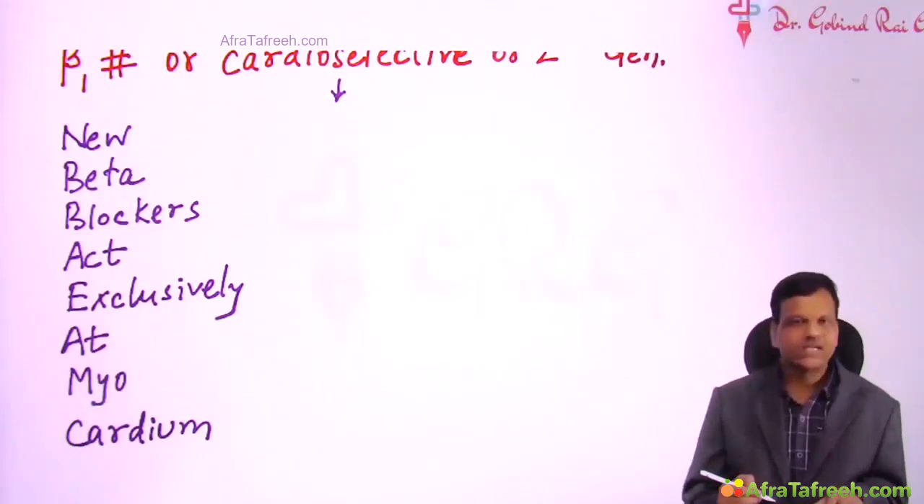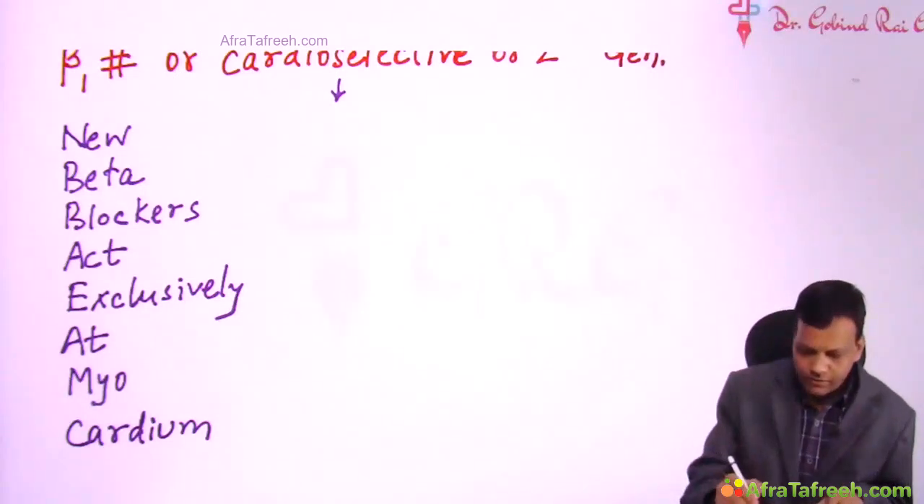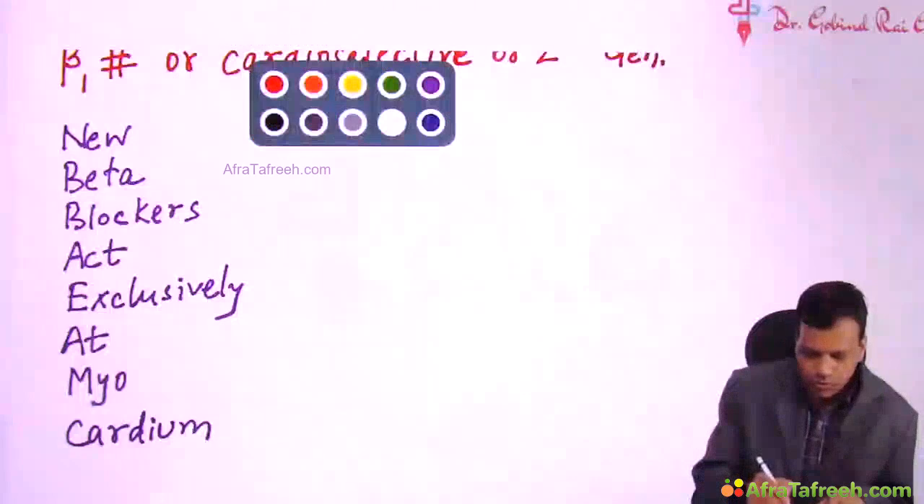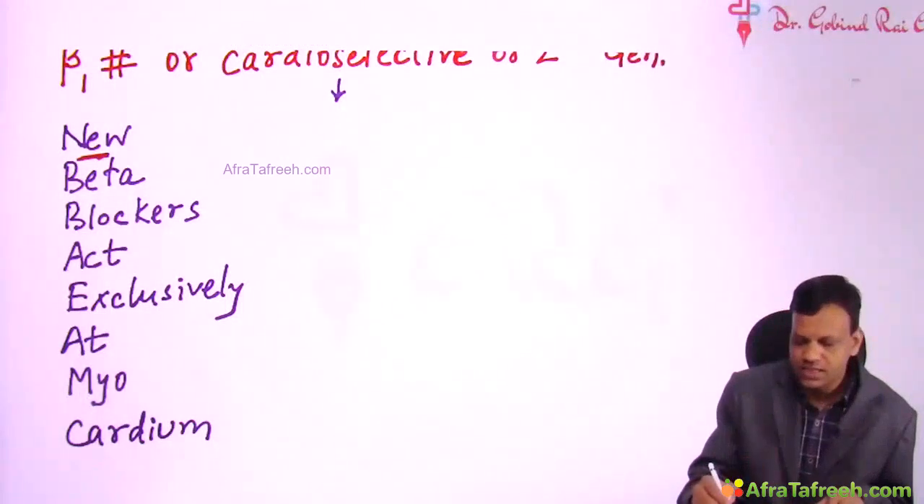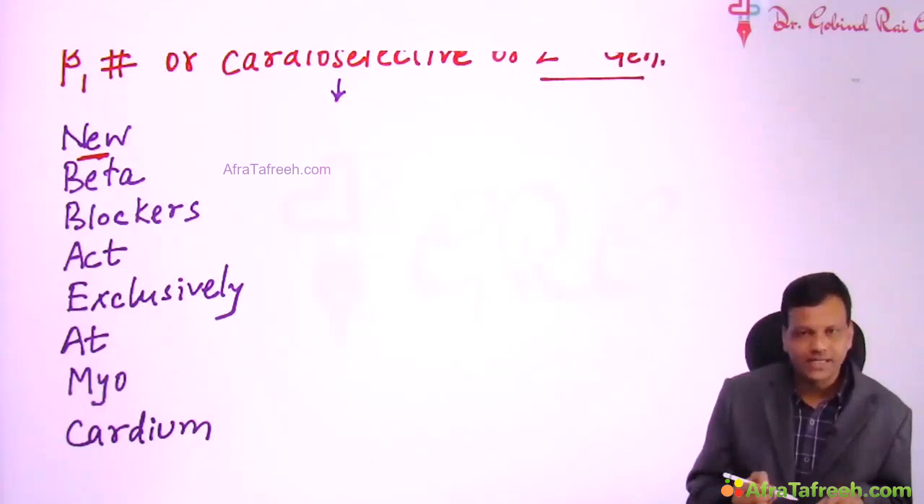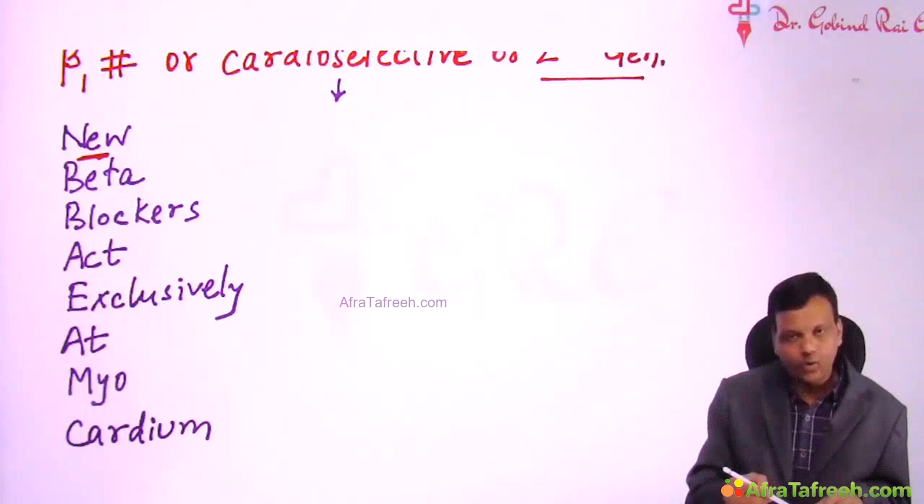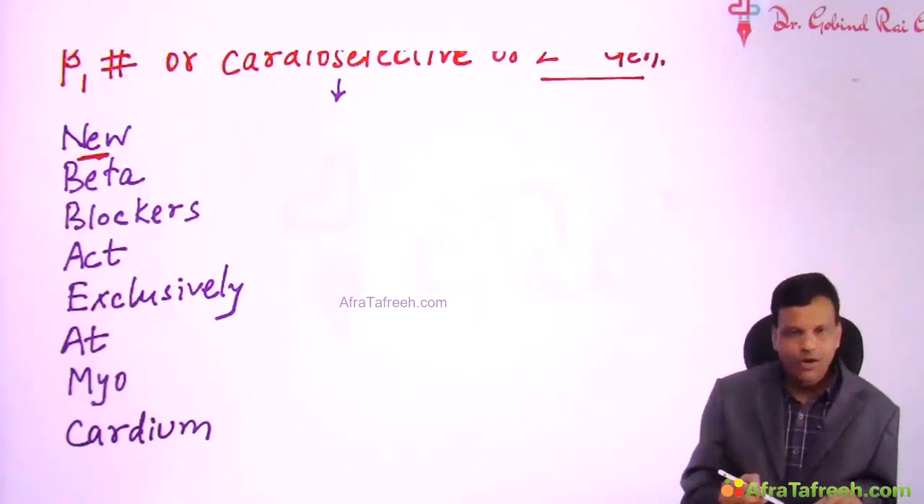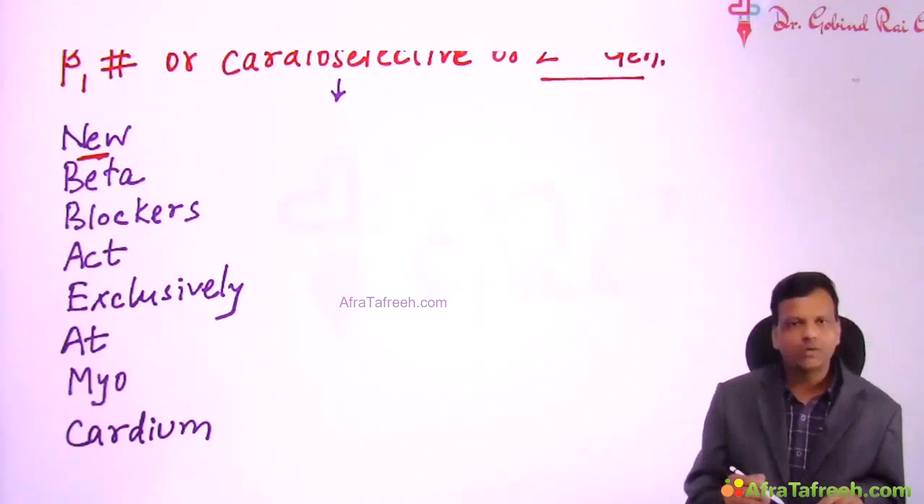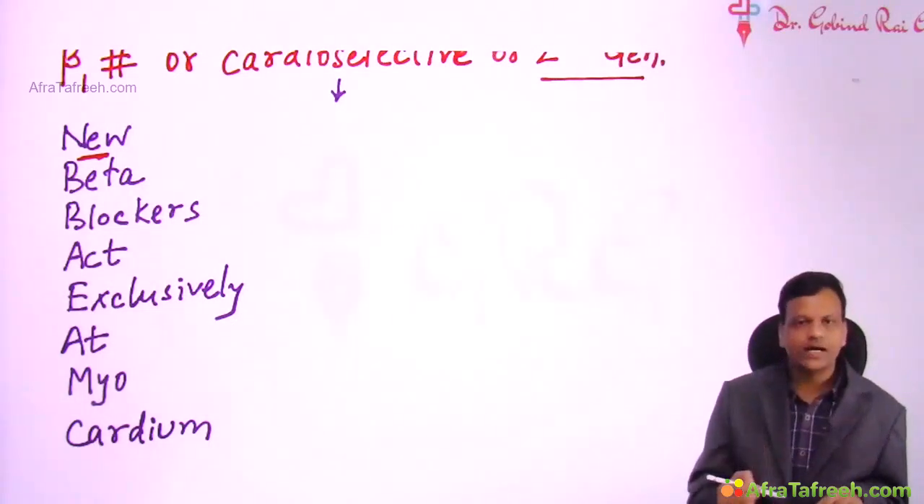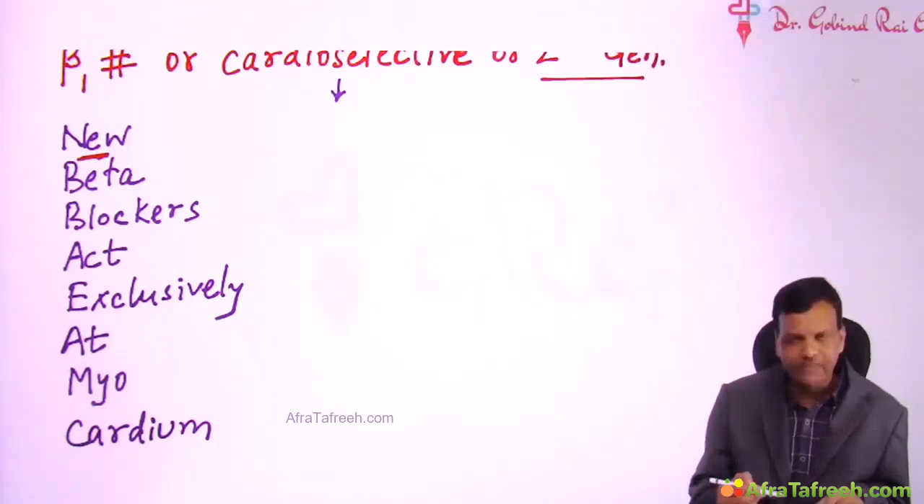So the sentence itself tells that, first of all, these are new beta blockers, means they are second generation. Second thing, they act exclusively at myocardium. That means they will act only at heart. That means they have only cardiac uses. They cannot be used for non-cardiac indications. And further, they are acting only at heart, that means they will not cause side effects outside the heart also. So they are relatively safe in asthma, diabetes and peripheral vascular disease.